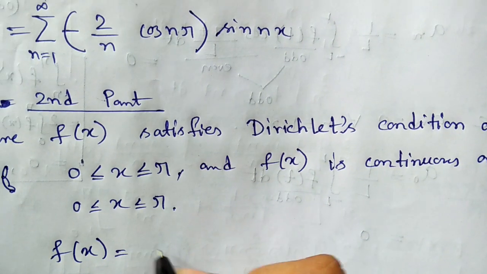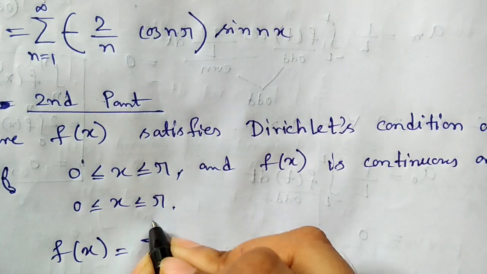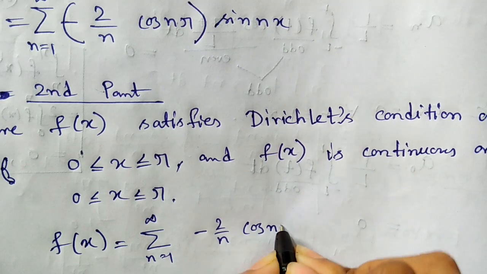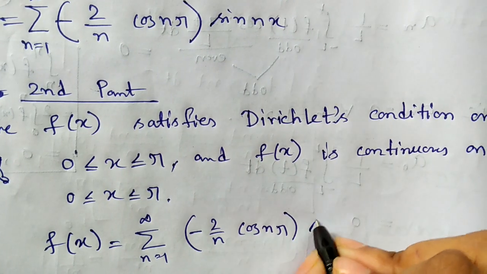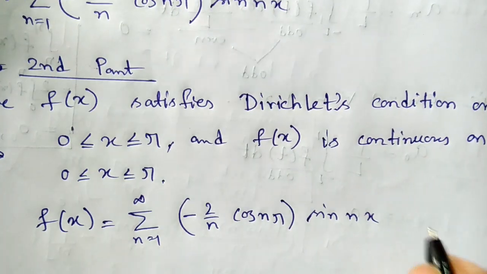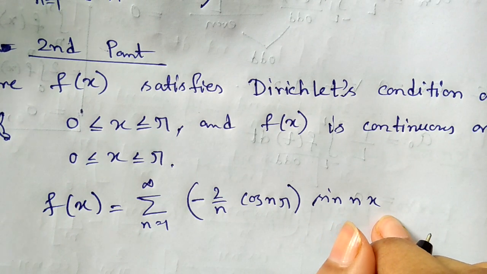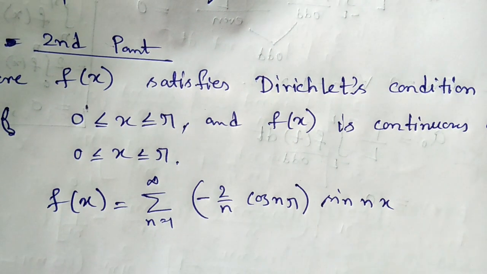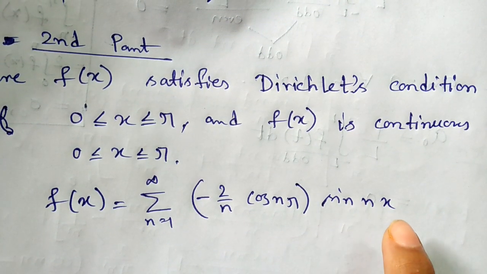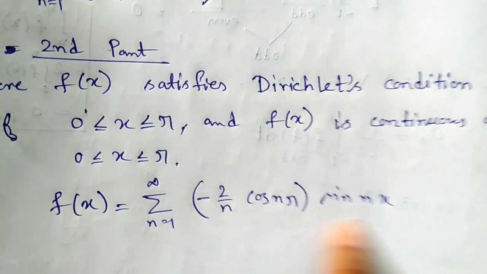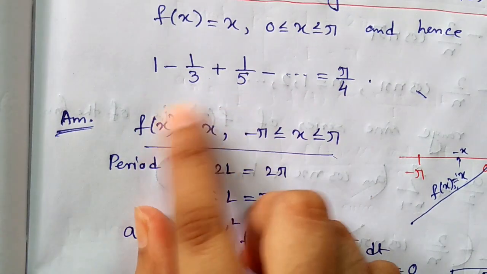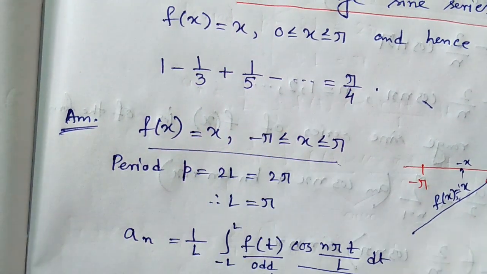So fx equal to summation n equal to 1 to infinity minus 2 by n cos n pi sin n x. Okay, so this is fx. Now we have to put a suitable value of x so that we get our final answer, that is this 1 minus 1 by 3 plus 1 by 5.